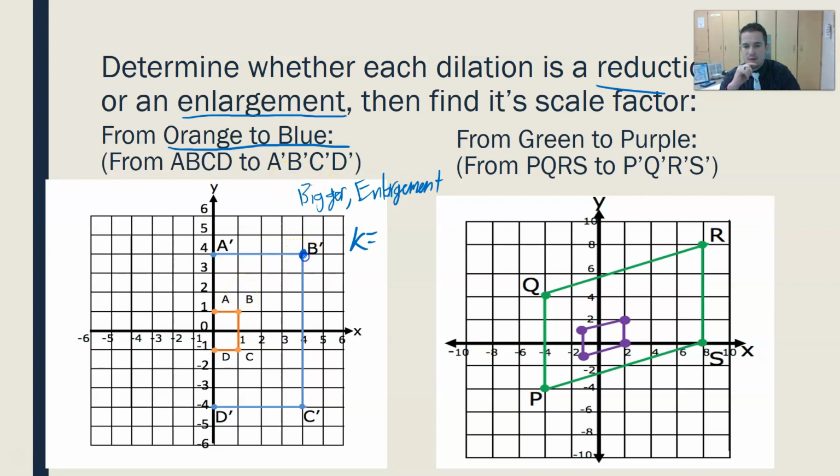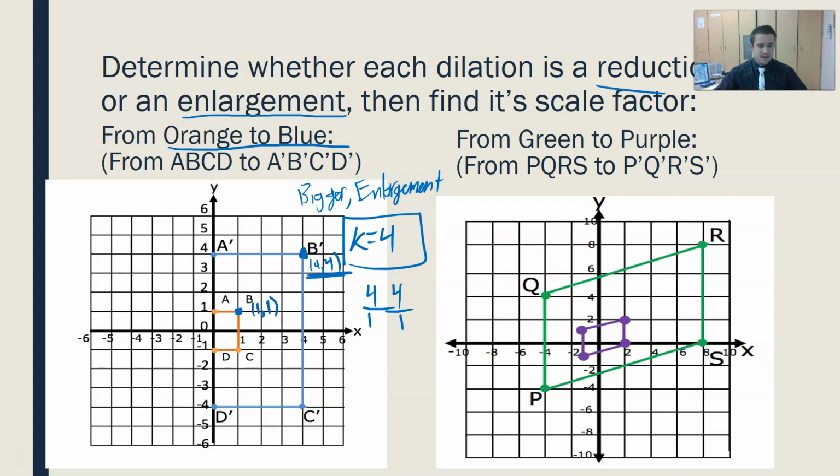Okay, so I'm going to pick any point on this graph. I'm going to go ahead and pick point B, this one right here, and this one right here. So I'm going to look at my dilated image. This point right here is 4, 4. This point right here is 1, 1. So I'm going to take these coordinates right here, 4 and 4, and divide by these coordinates right here, 1 and 1. That will give me my scale factor. That will tell me how much bigger my dilated image is in comparison to my original. Well, 4 divided by 1 is 4. So my scale factor is 4.